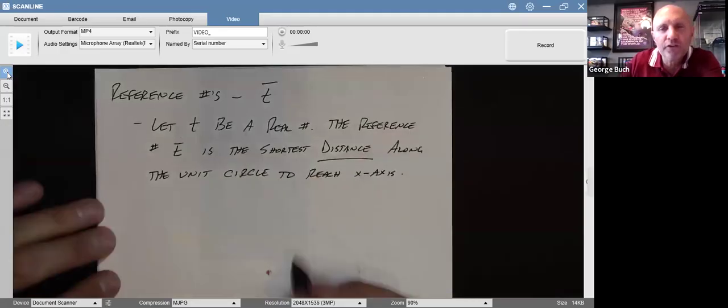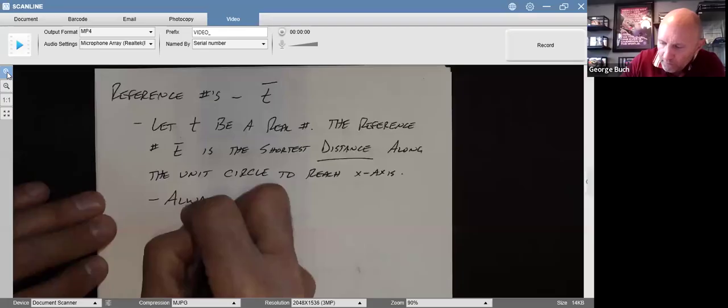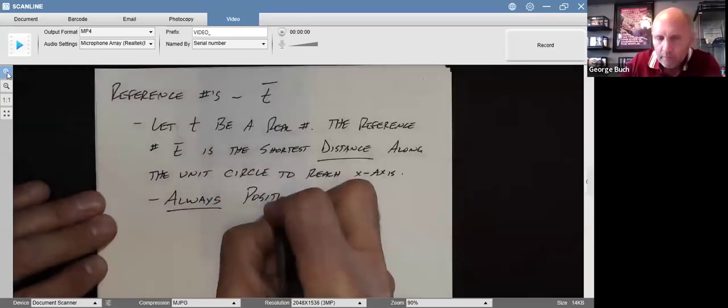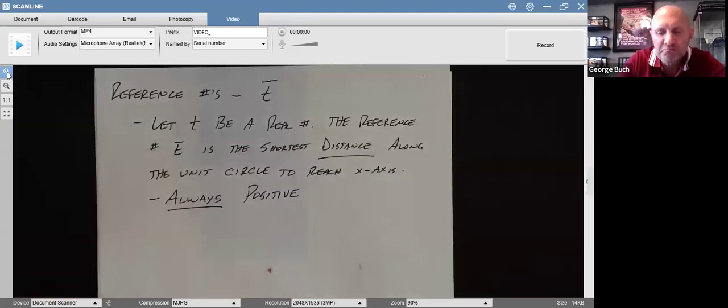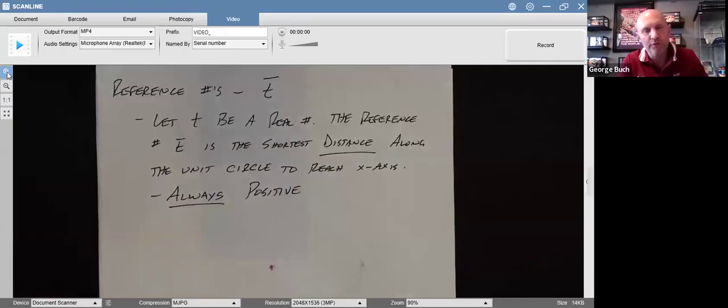Now, because it's a distance, it means what? It means it's always positive. If I say, how far is Las Vegas from Los Angeles? It's 300 miles. It's not negative 300 miles because we're going to the west. It's just 300 miles. A distance is always positive. So our T bar, our reference number, is always positive.